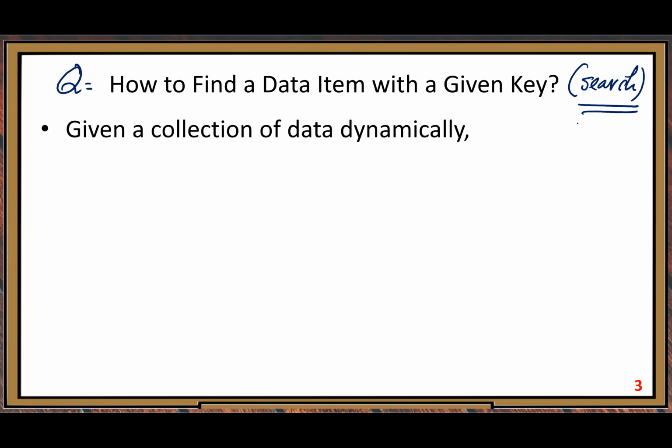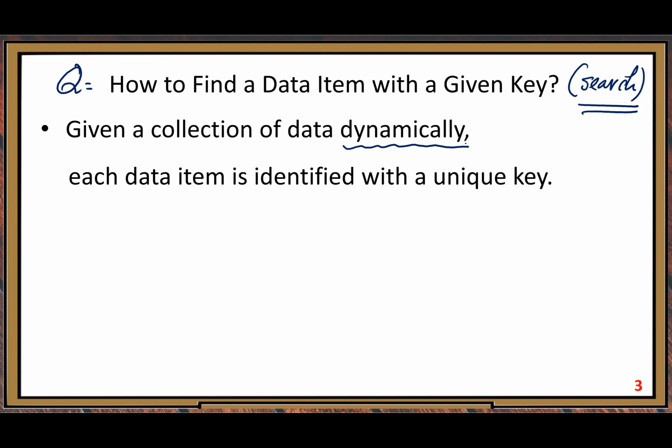Given a collection of data dynamically, in a typical real world situation, data comes in dynamically, keeps coming and keeps going, coming and going frequently. So your data changes dynamically. That's the typical situation we consider in our real world applications. Each data item is identified with a unique key. That's important.